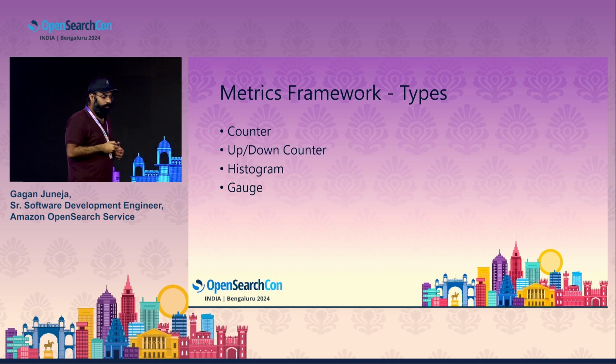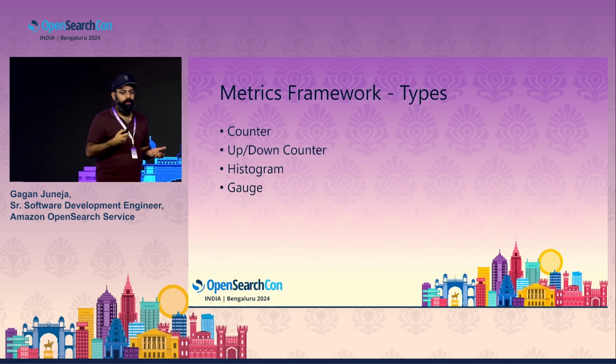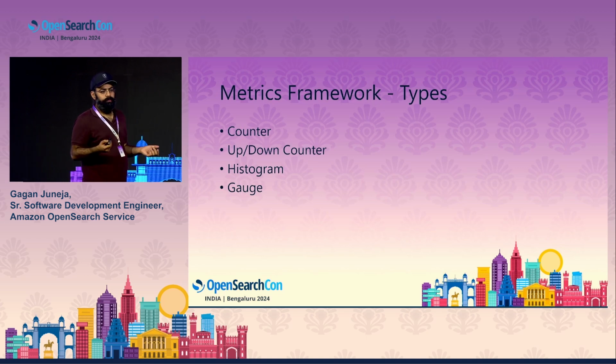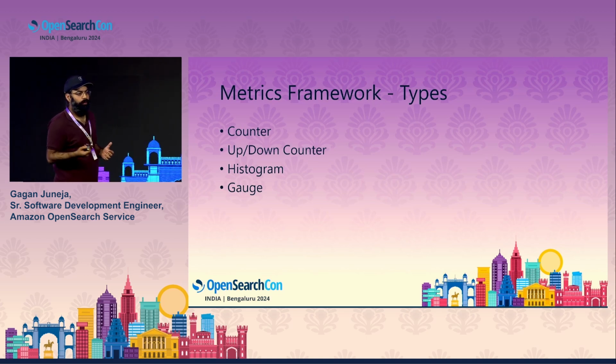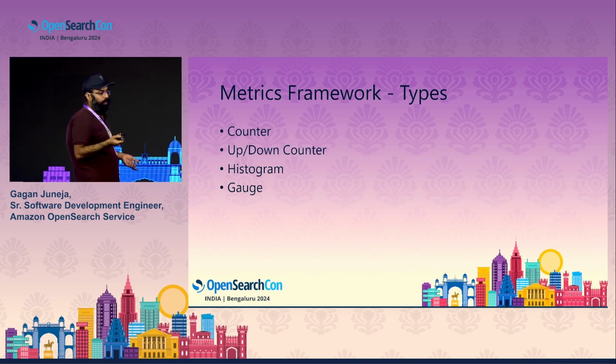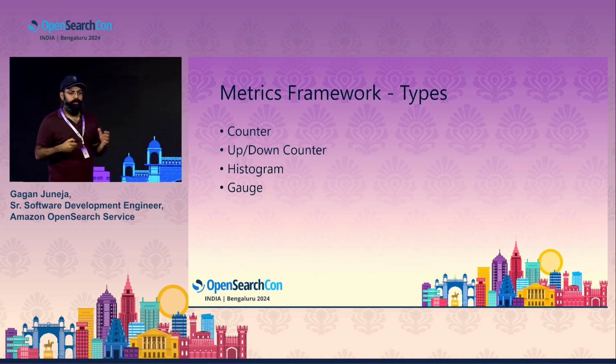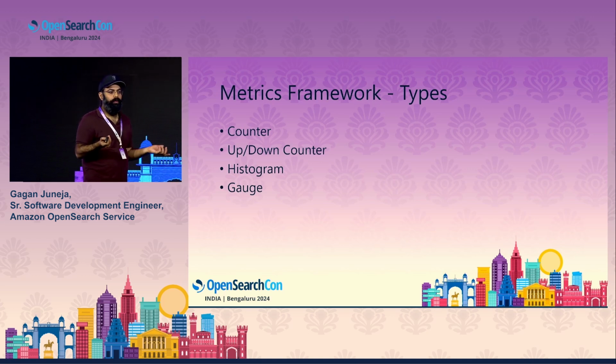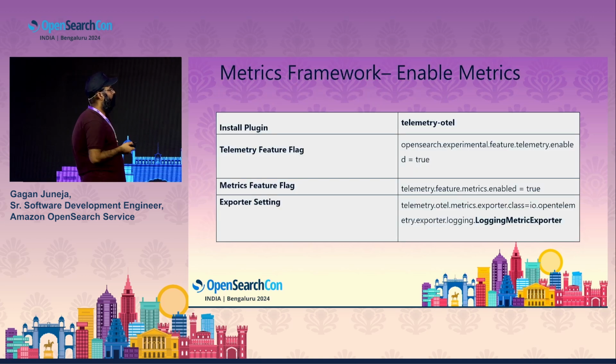Then there is the gauge, where you want to schedule something to run in a periodic manner. Let's say I want to capture JVM usage every minute or so. That can be configured as a gauge. A use case I could think of is, let's say I just want to see the maximum JVM we have configured, so that we can get it from a gauge, or some other Boolean type of metrics.